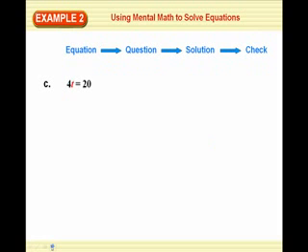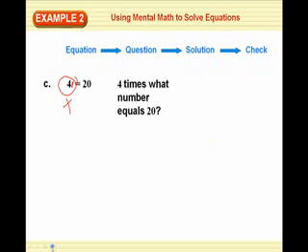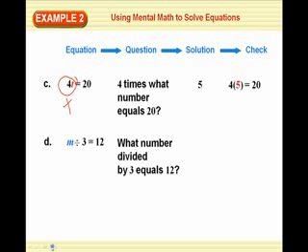So C, 4 times what number is 20? Remember 4t, when you have it written like this, that means to multiply. So let's see how they pose the question. 4 times what number is 20? And 4 times 5 is 20. And you check it, and it works. m divided by 3 equals 12. What number divided by 3 equals 12? 36. If you split 36 up into 3 equal groups, you'd have 12 in each group. And that one works out.